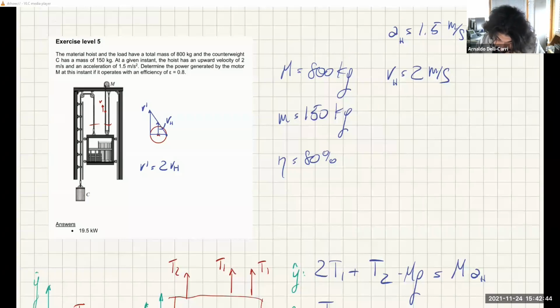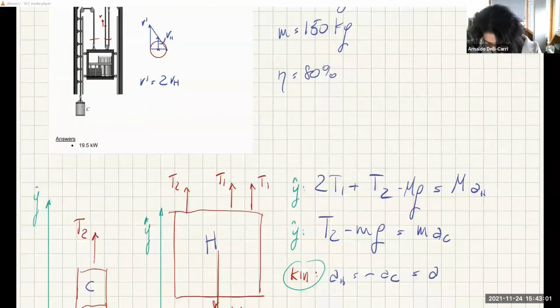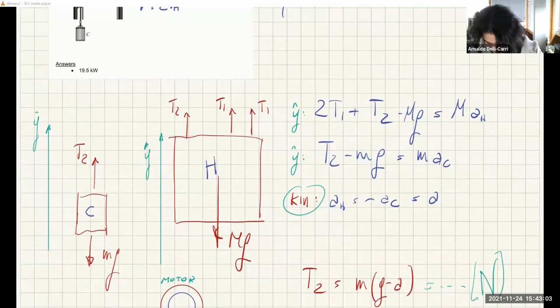Determine the power generated by the motor M, which is here, at this instant if it operates with a certain efficiency of 80%. It says epsilon here, use eta because epsilon looks like strain. I don't like that. So we do the free body diagram first of the hoist and the counterweight.